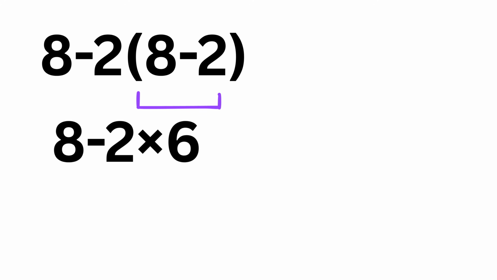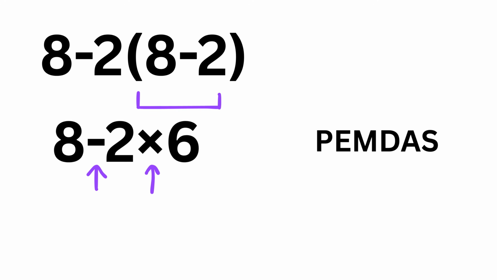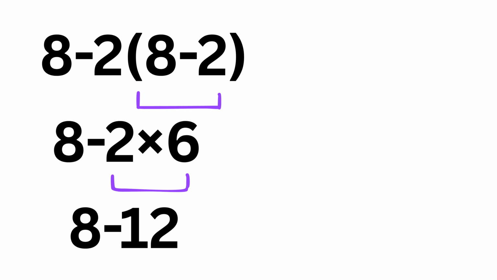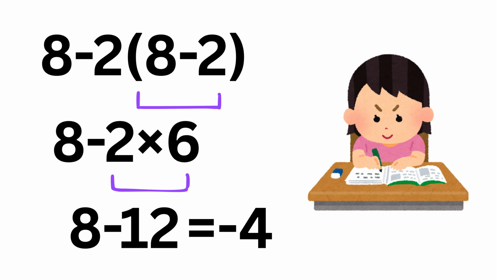So first, inside the parenthesis, we have 8 minus 2, which equals 6, so we have 8 minus 2 times 6. Now, we have one subtraction and one multiplication. Here, multiplication comes before subtraction. So in this step, we have to do the multiplication. 2 times 6 gives us 12. So we have 8 minus 12, which equals minus 4. That means our final answer to this problem is minus 4.